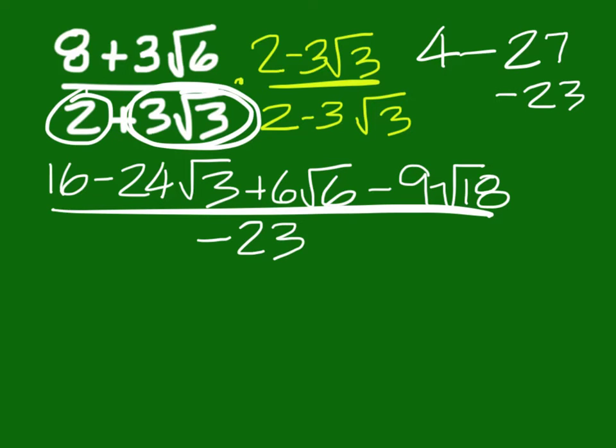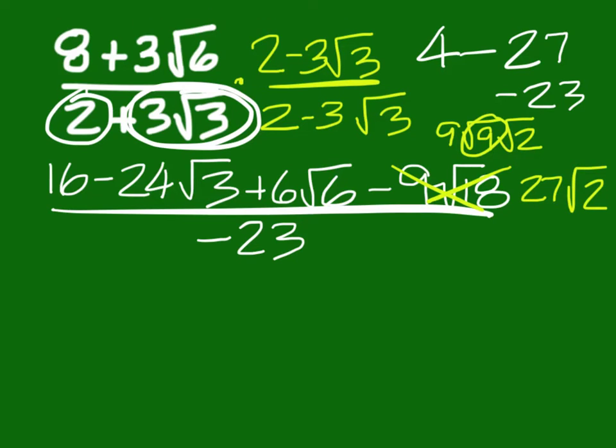Now investigate the radical terms, 3, 6, and 18. 3 and 6 are okay, but you can get a 9 out of 18. So let's change that and make it 9 square root of 2, which will become a 3 there. 3 times 9 is 27. So the back end is minus 27 square root of 2.